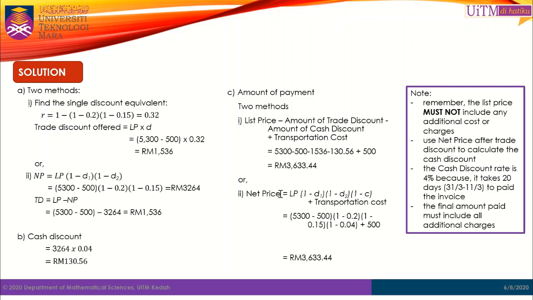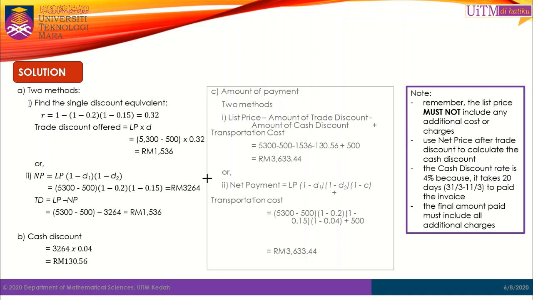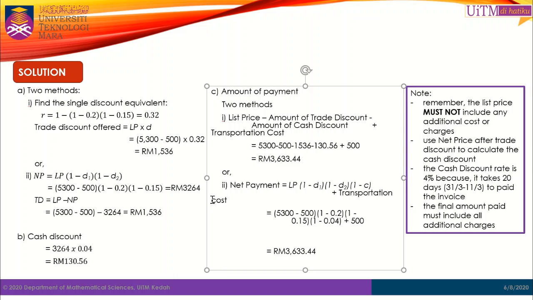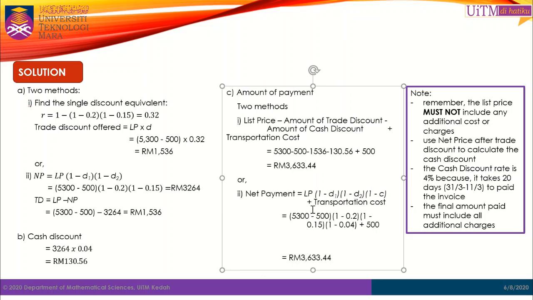Or you can straight away use the net payment formula. Okay, it's better for you to use the net payment, not to be confused with the net price. The net payment is simply equal to the list price (1 minus D1)(1 minus D2), and then (1 minus C), the cash discount. So you have two trade discounts just now, 20% and 15%. And then you are also entitled to the 4% cash discount, C over here.